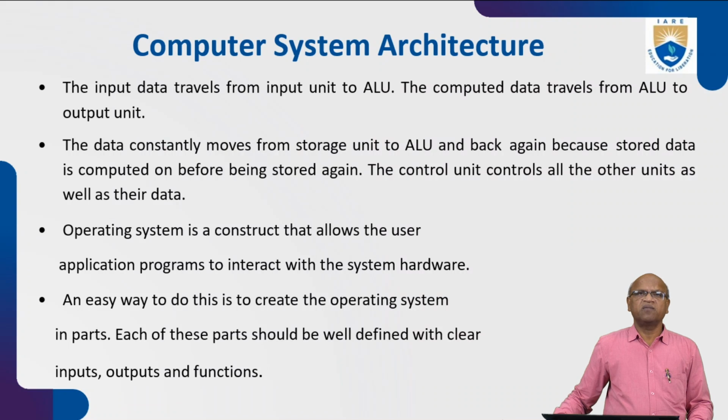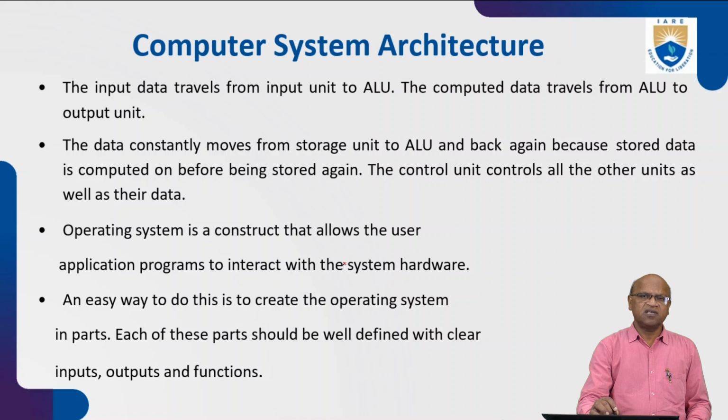So the input travels from input to ALU. The computed data travels from ALU to output unit. The data is constantly moving from storage unit to ALU and back again, because the stored data is computed and, before using, stored again. The control unit controls all the other units as well as their data.